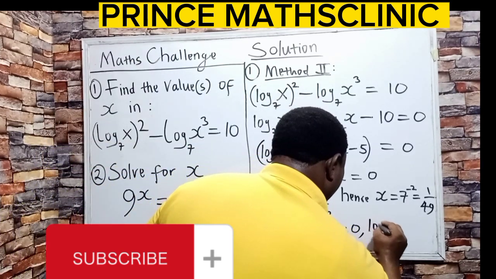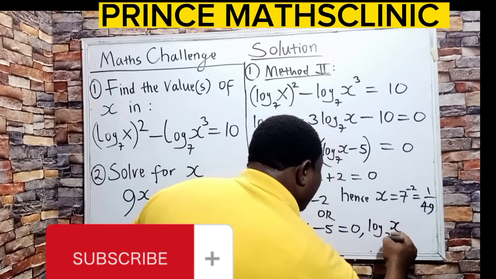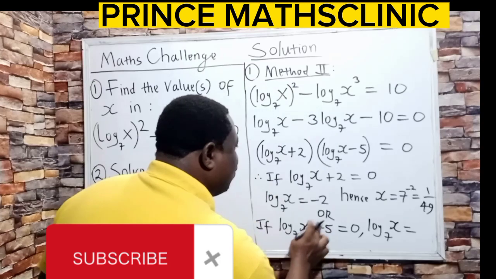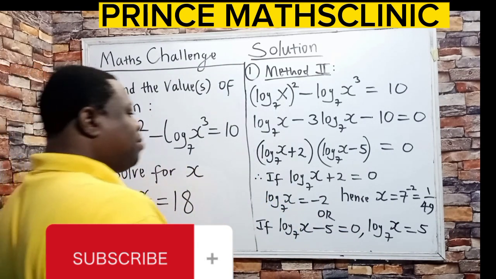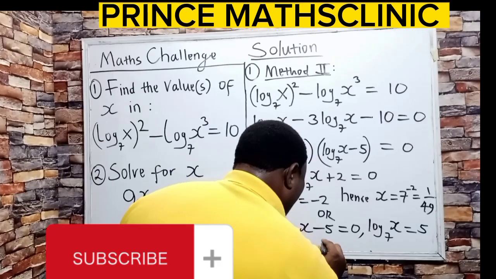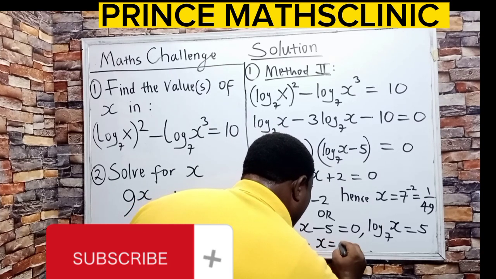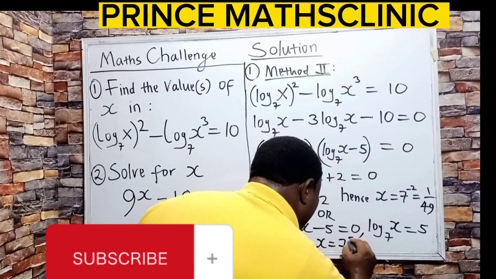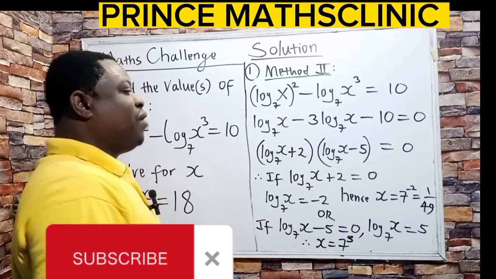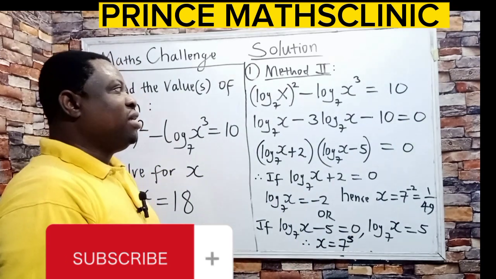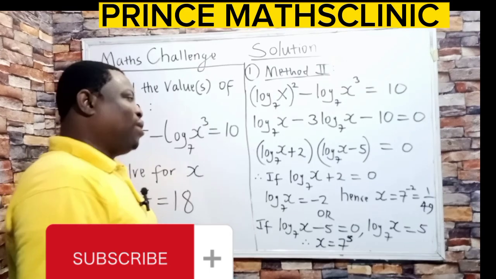It means that my log x base 7 is equal to 5 if this crosses over. Right? And if that is possible, it then means that therefore my x is what? 7 to the power of what? 5. Which are the same values we obtained using the first method.